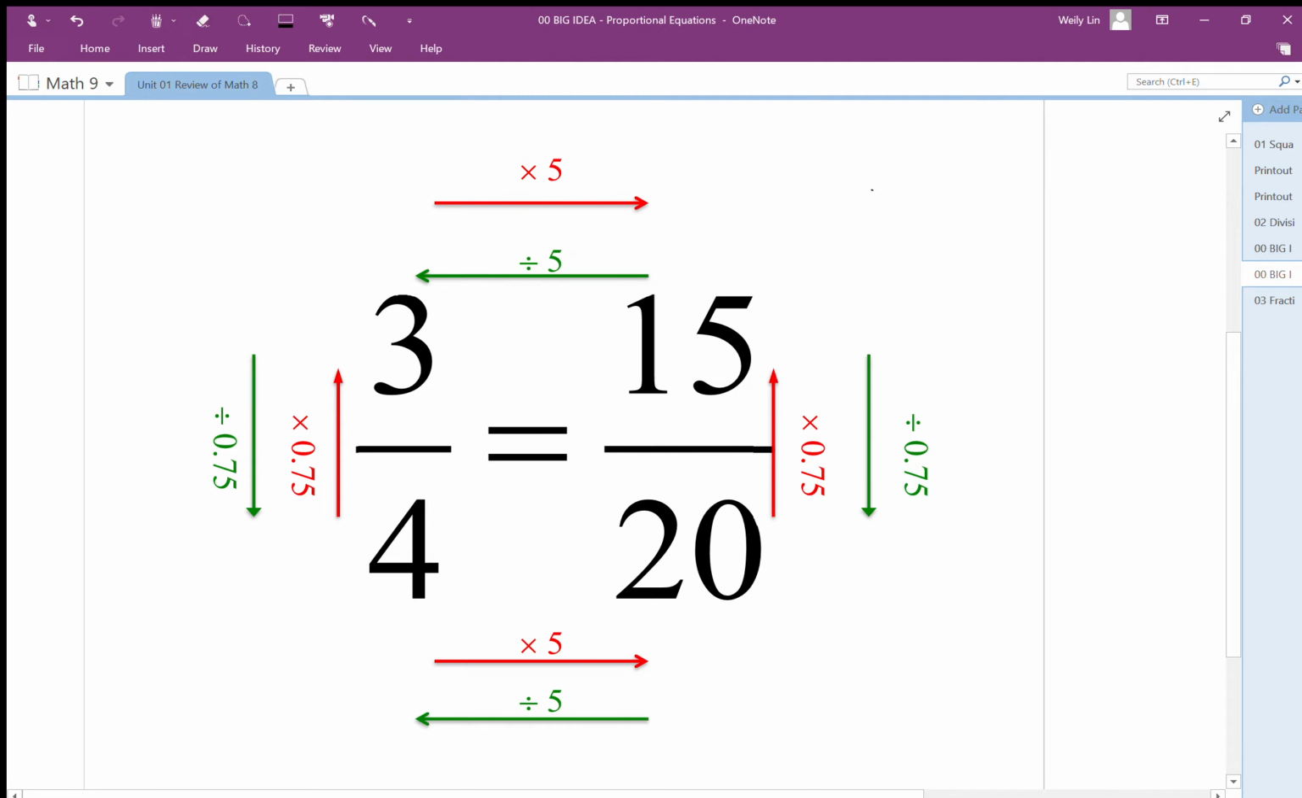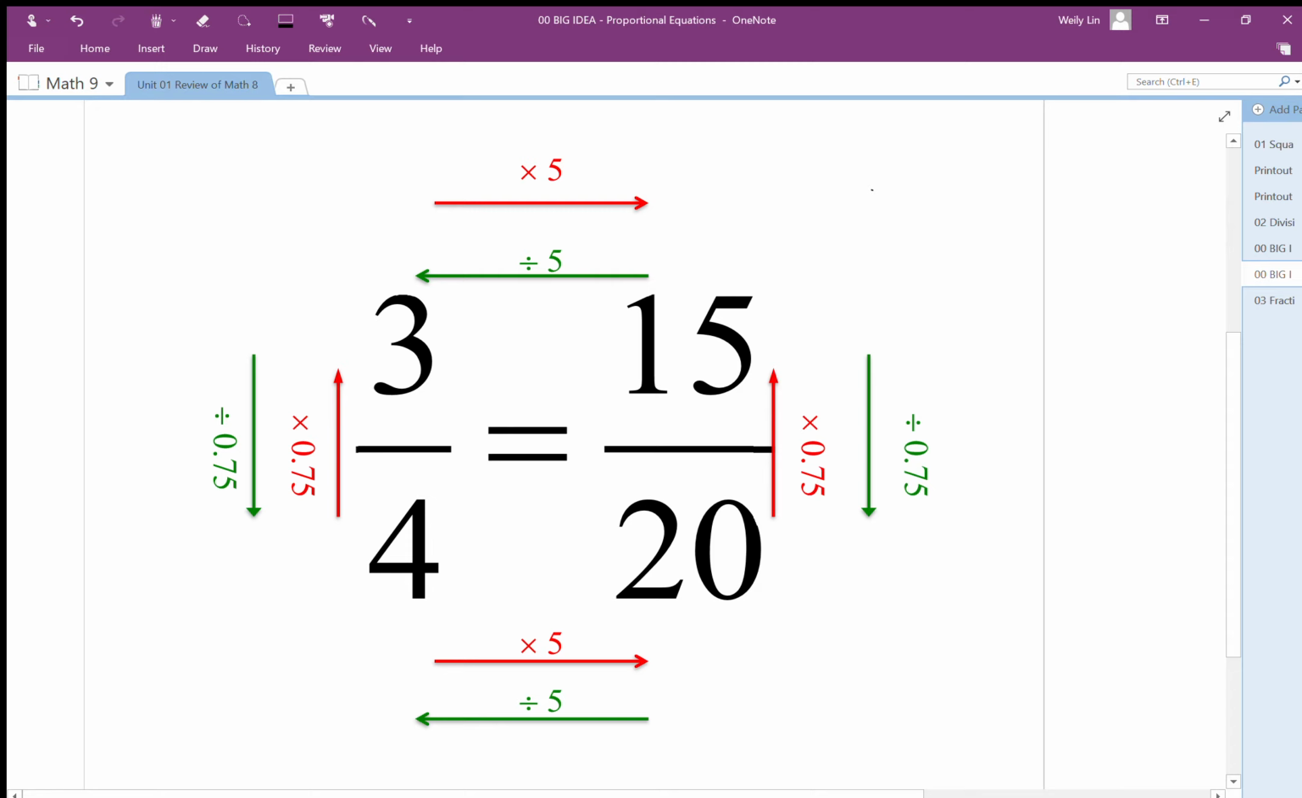There's also the same times and divide relationship that goes up and down. So if I multiply 0.4 by 0.75, I get 3. I have to do the same on the other side. And going in the opposite direction, it's going to be division. So if I do 3 divided by 0.75, I get 4. And same on the other side. So this proportional relationship is really important, and we use this all the time.